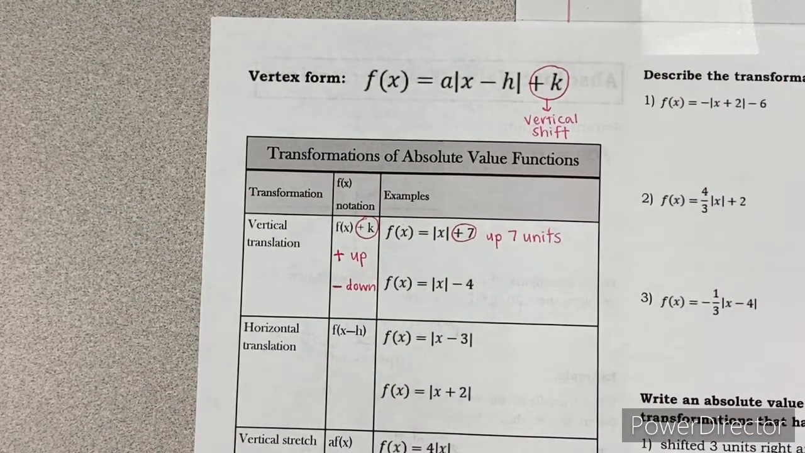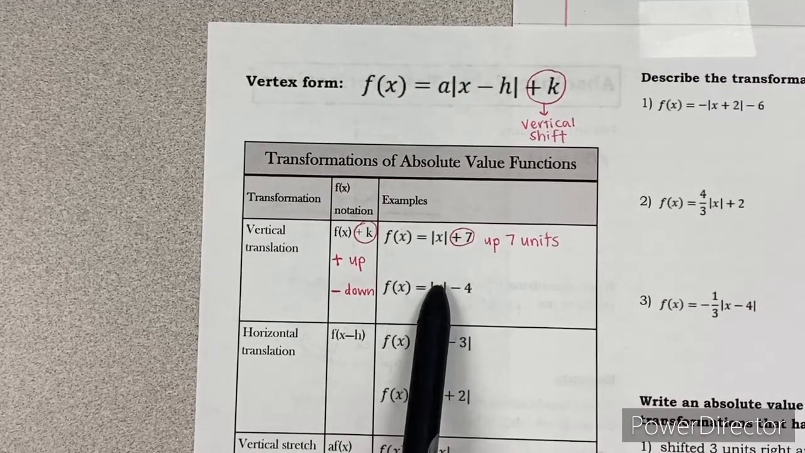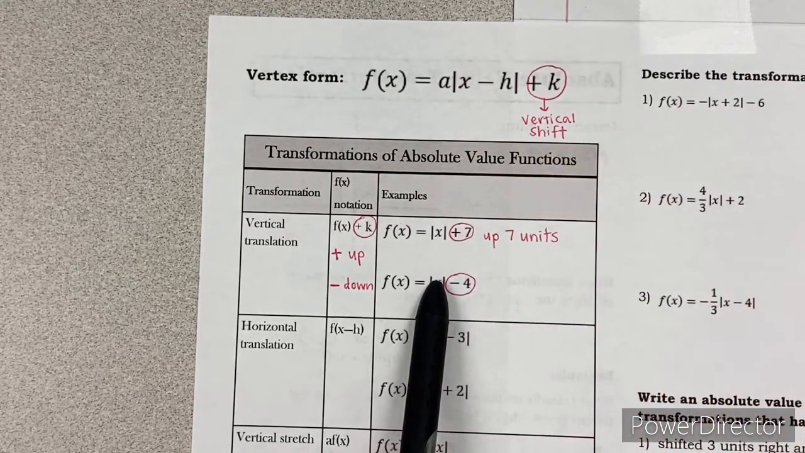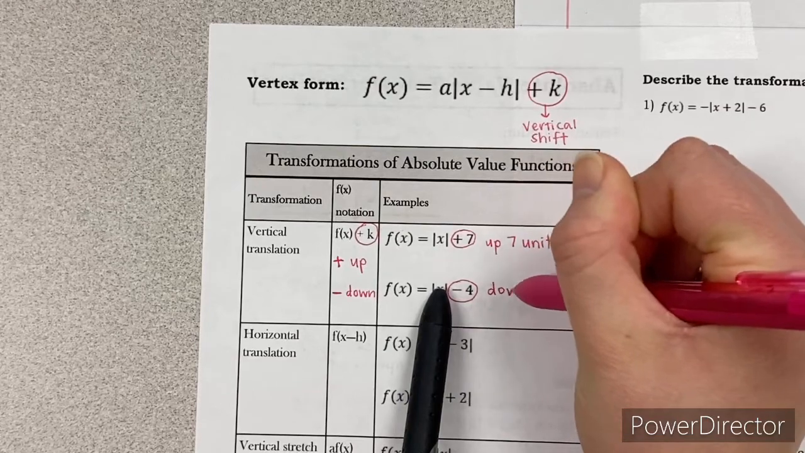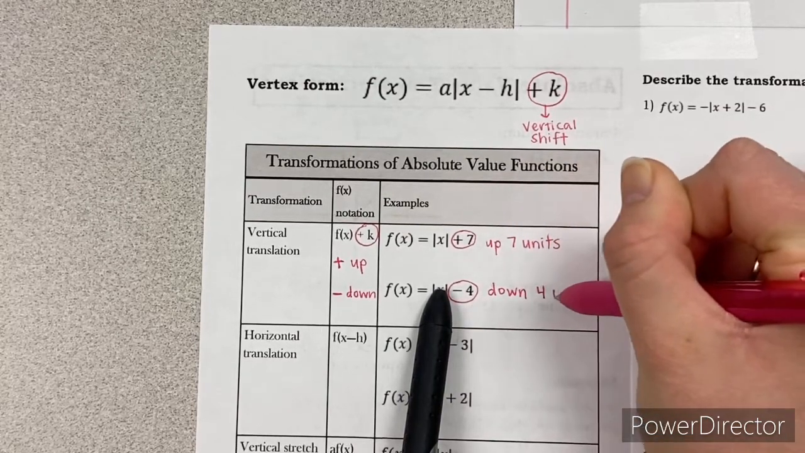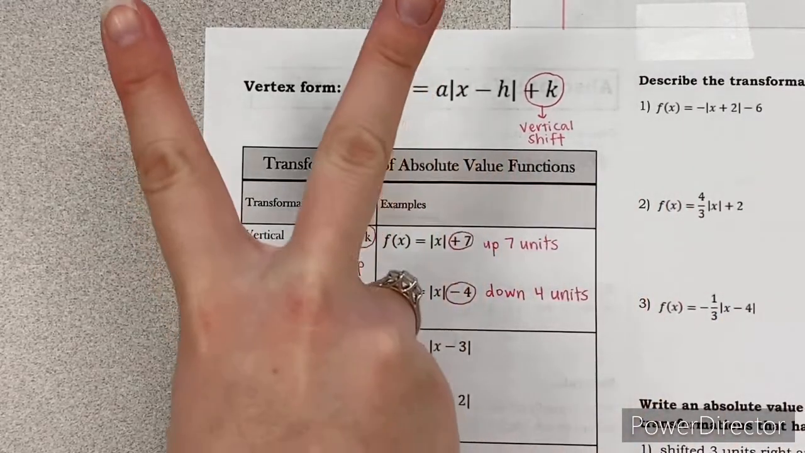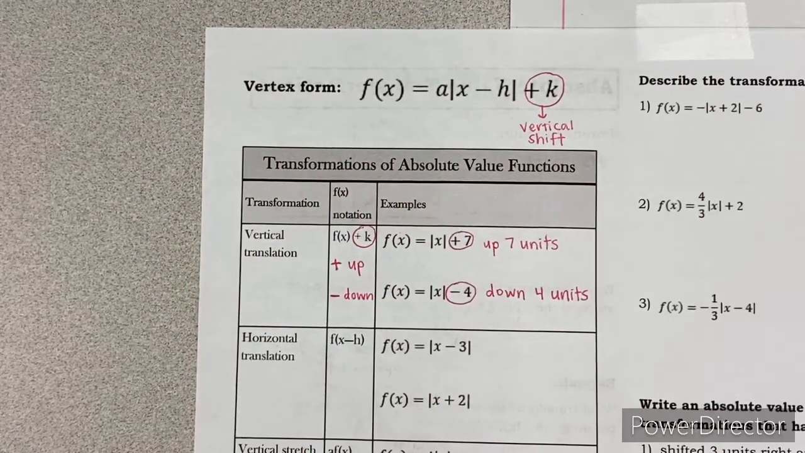Now take a look at the second one. If I do the trick where I cover up the X, because that's part of my parent function, this minus 4 is at the back. Now we need to talk about what that minus 4 does. Remember, if we see a minus sign, that means we're moving down. So I'm going to go down 4 units for this one. So that means that I took the absolute value graph, which originally looked like this, and I just moved it down 4 spaces. So that's what it would look like on the graph. If we were looking at a graph, we just took that absolute value and moved it up or down.